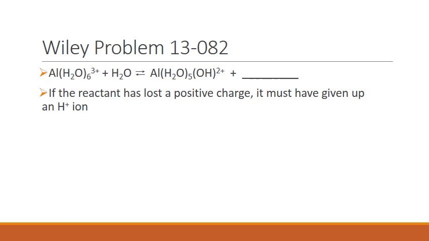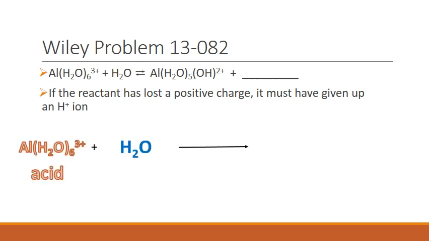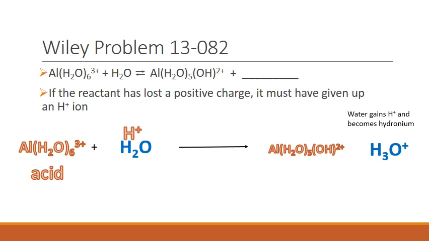If the reactant has lost a positive charge, it must have given up an H+ ion. Okay, it's an acid. We combine that with water, it donates an H+. Hydronium, that's our missing product. And then what we have left, 5 waters, an OH, and a +2 charge.